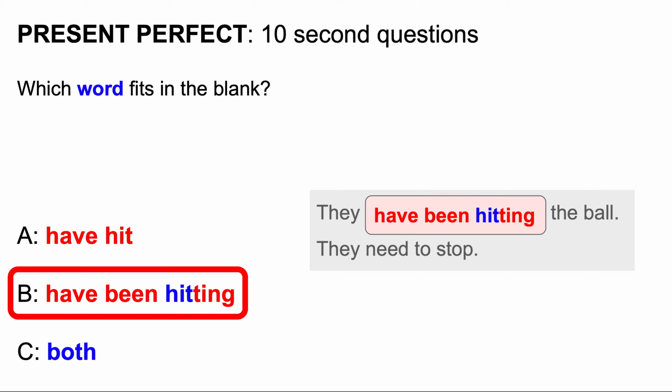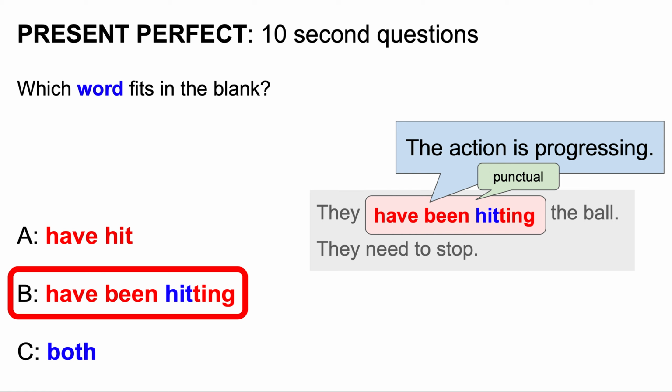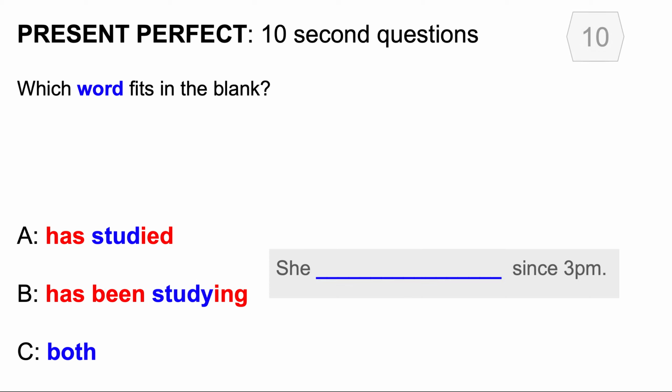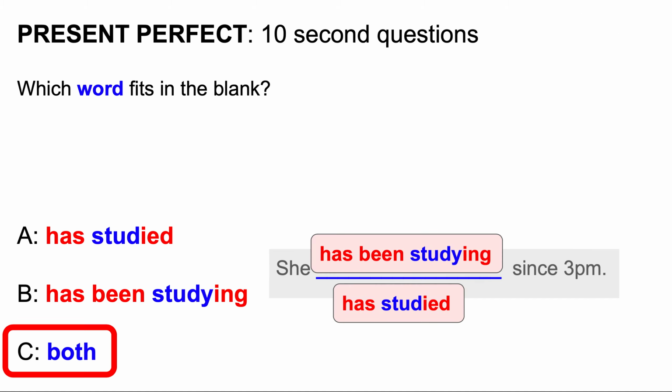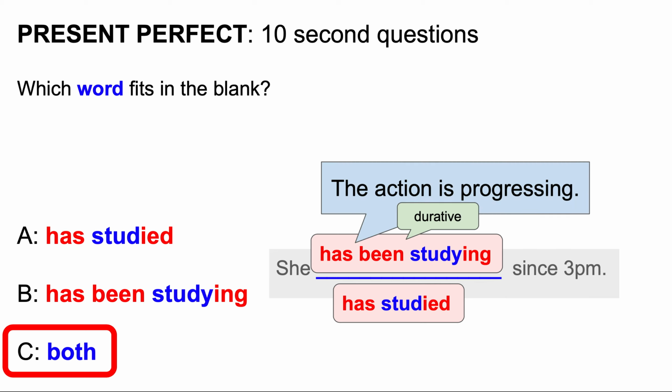They have been hitting the ball. They need to stop. Here, the action is progressing and the verb is punctual. So we use the present perfect progressive for a repeating action that continues into the present. Next. We can use both. She has been studying since 3 p.m. She has studied since 3 p.m. We can use both because study is a durative verb and the action is progressing into the present.